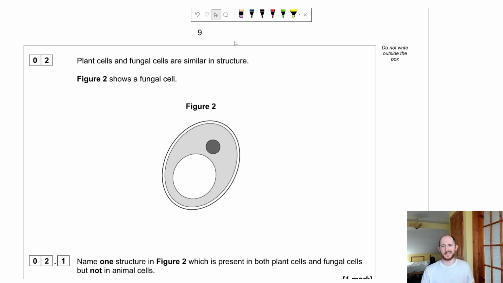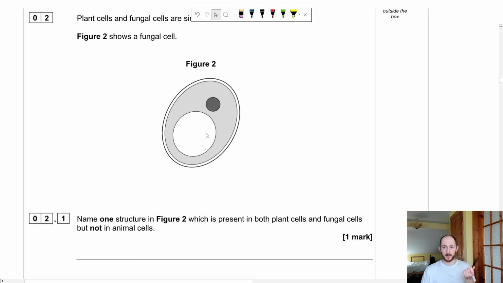Question 2 kind of continues with cells. So plant and fungal cells are similar in structure, so you don't actually need to know much about fungal cells. Not that much, not compared to eukaryotic and prokaryotic cells and plant cells. So we have some kind of fungal cell here. We have a big white mark, we have a dark spot, and then we have some other stuff. And it says, name 1 structure that's present in both plant and fungal cells, but not in animal cells.